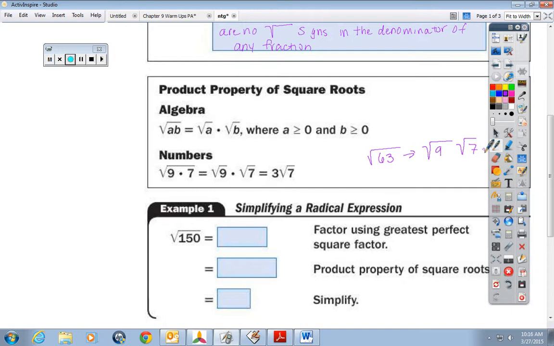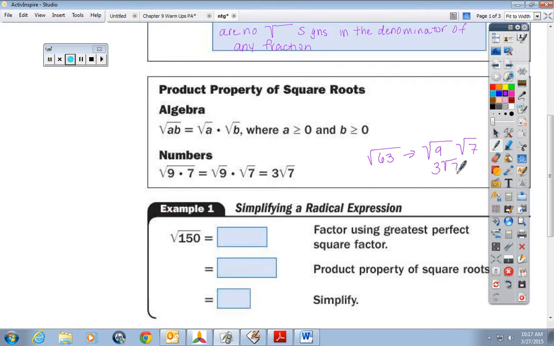Which of these is a perfect square? 9. Okay, so when we're simplifying this, I can break this down because I can simplify. What's the square root of 9? 3. Now, is the square root of 7 a perfect square? Can it be divided by another perfect square? No. So it just stays the square root of 7.